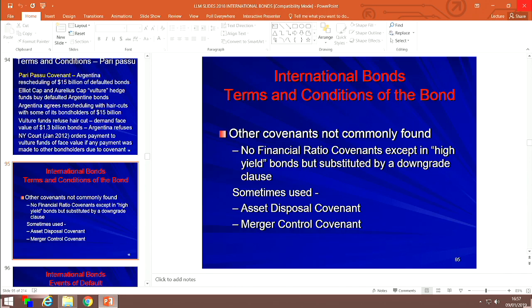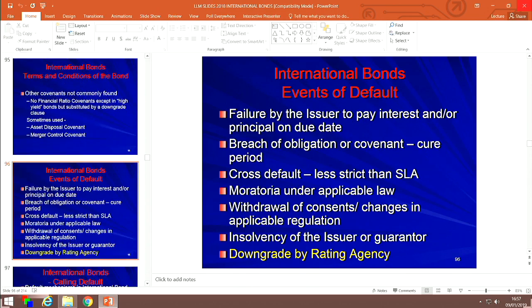At least I hope you got something out of that discussion, because it goes to the understanding of the differences in structure between a syndicated loan and a bond issue. Right, I'm not going to deal with anything else. I'm going to get on to events of default and cross default next week. Right, done.